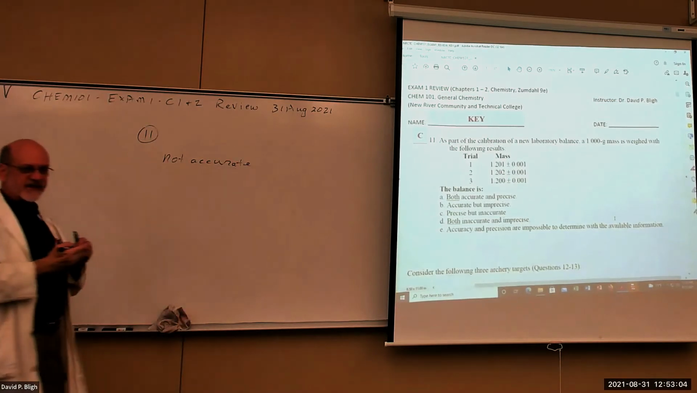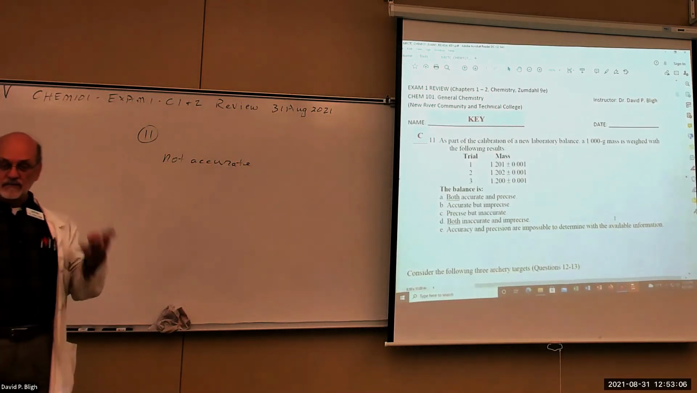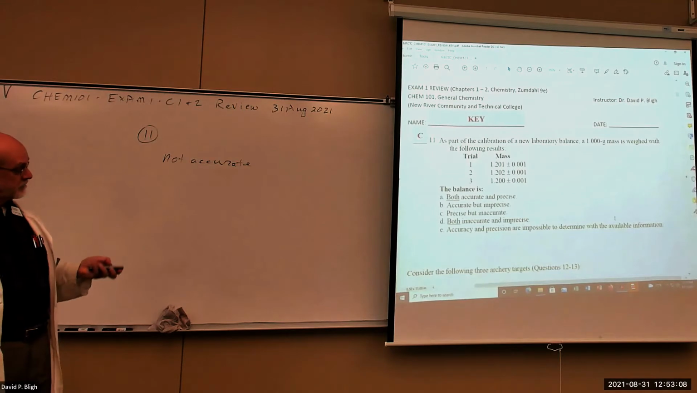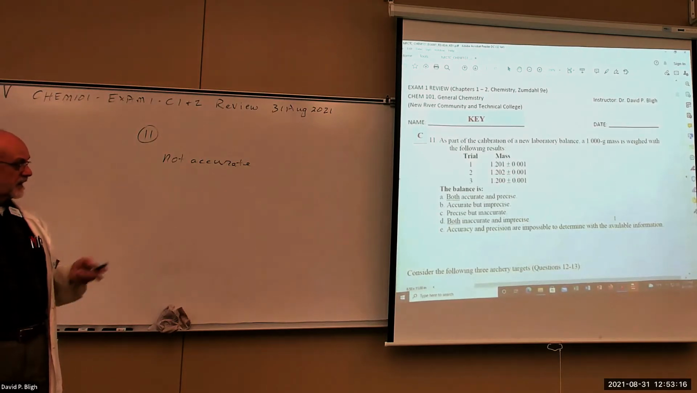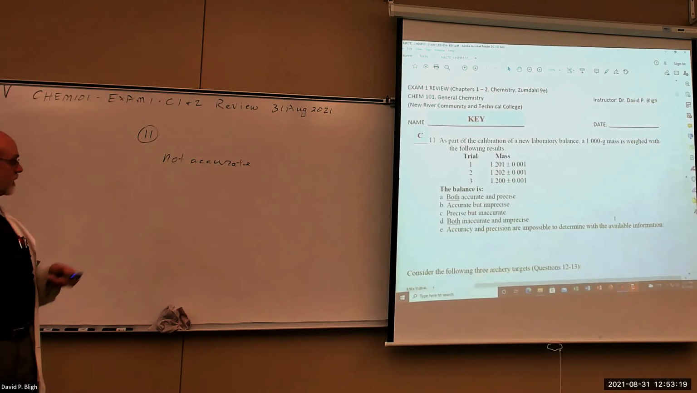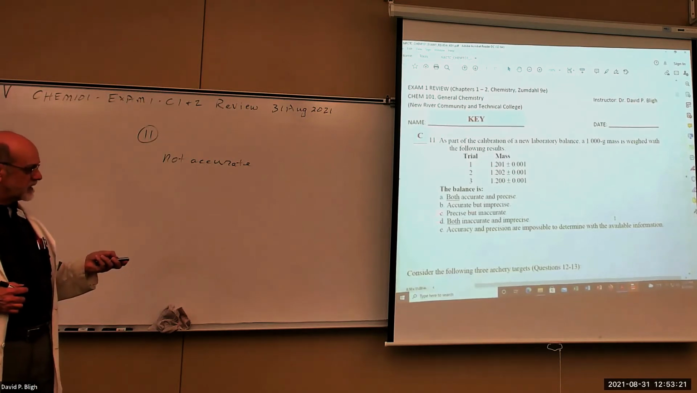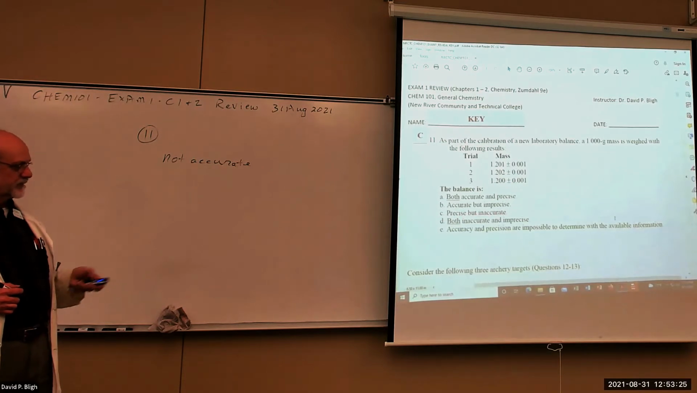Okay. How about precision? How do we tell precision? We compare the multiple measures. And they're only 1,000th off each one. They're to the 1,000th position. That's precise. So it's not accurate. It's precise, but not accurate, inaccurate.